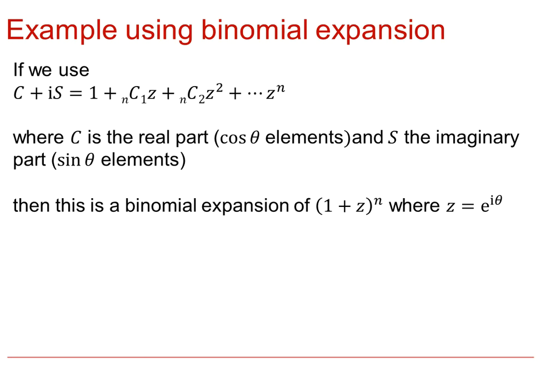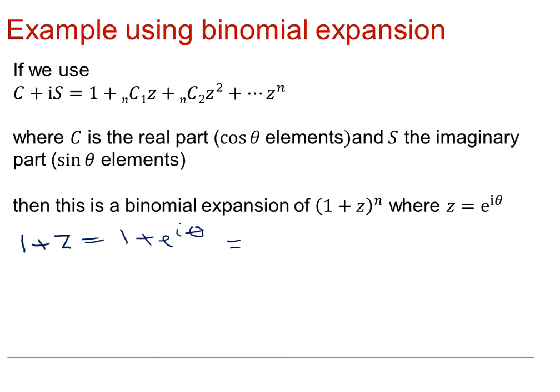For example, using a binomial expansion, C plus iS equals 1 plus nC1 z plus nC2 z squared and so on up to z to the power n, where C represents the real part or the cos theta elements and S the imaginary part or the sine theta elements. And this is the binomial expansion of (1 plus z) to the n. We can use z equals e to the i theta. Let's look at this further. So 1 plus z would equal 1 plus e to the i theta.